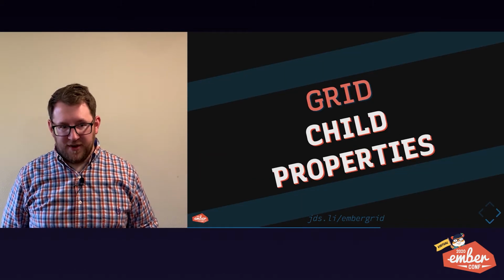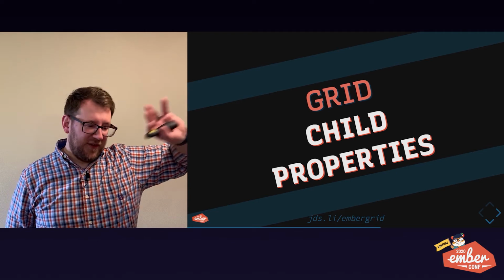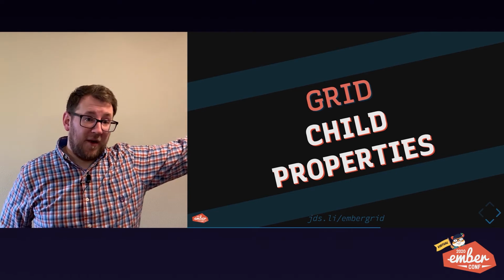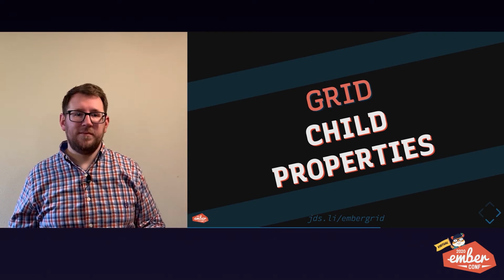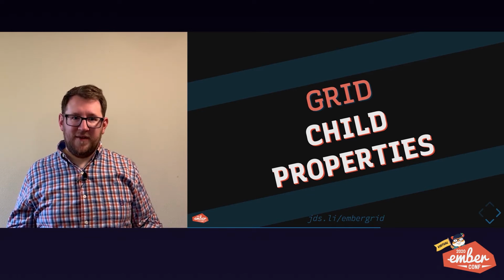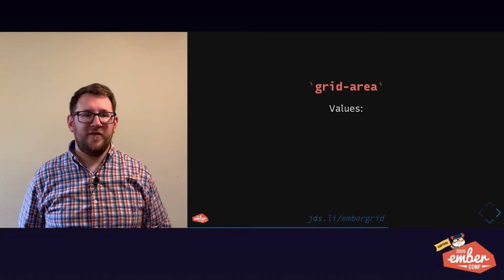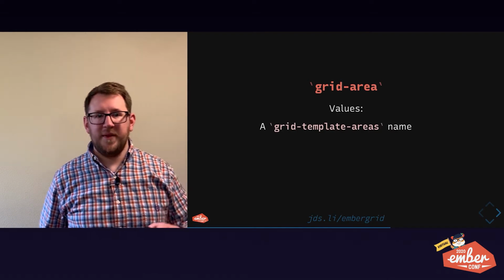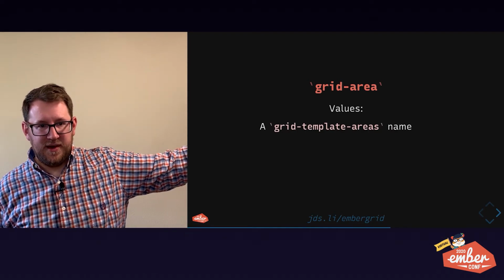So grid child properties. Everything we've just looked at, all of those properties and a couple values, that's all for the parent. What do we put on the child, however? Buckle up, I've got a whole slide in this section. Grid area, that's all. What value do we use? A grid template area's name that we already set on the parent.